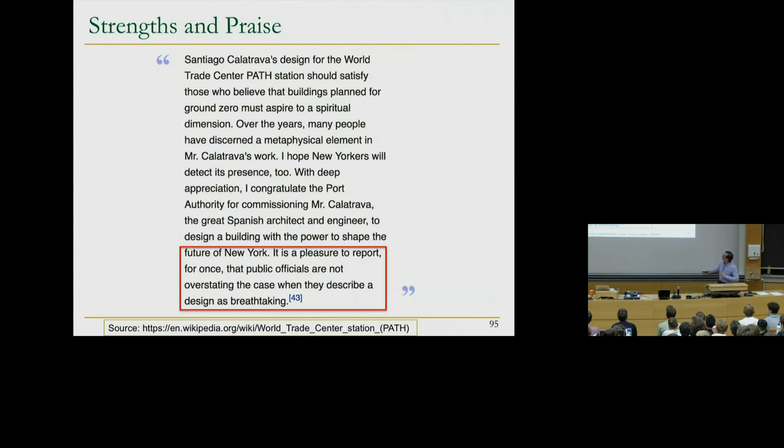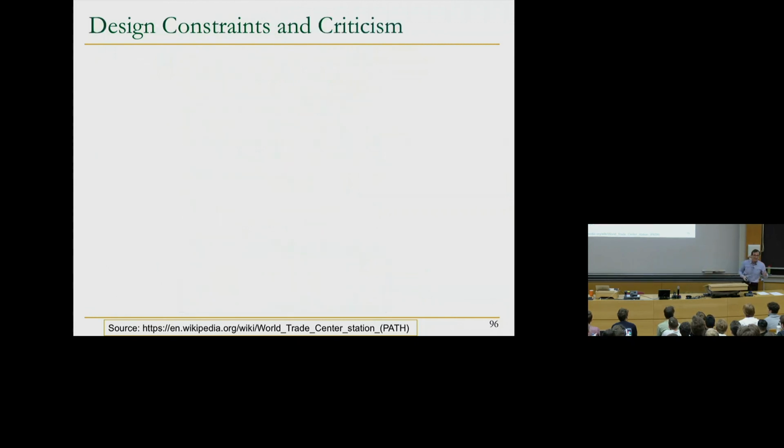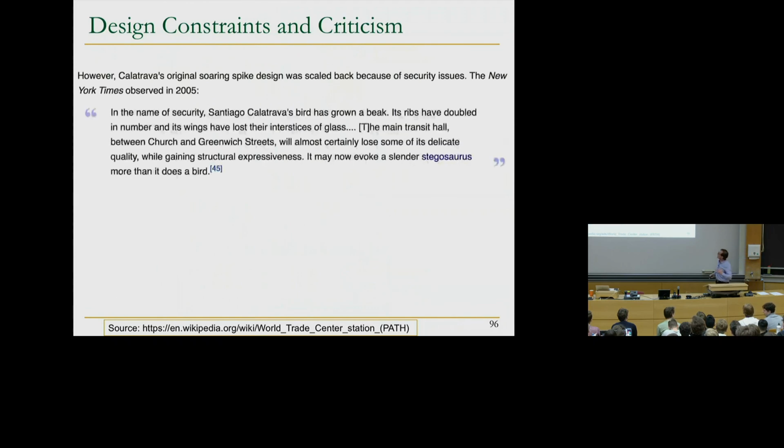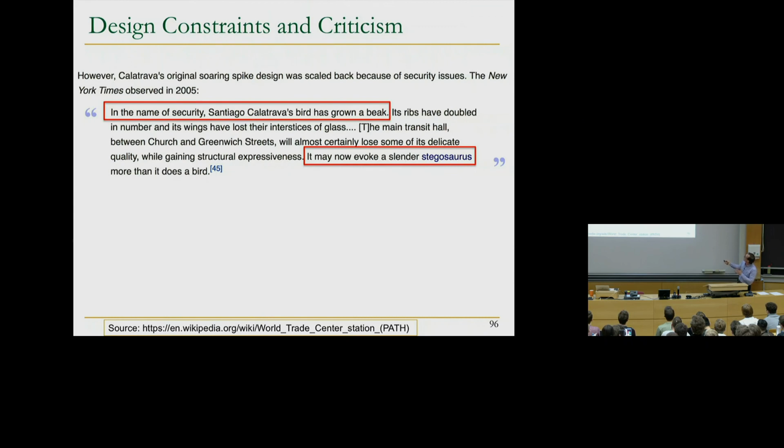Some journalist writing about Calatrava's building. But you always have design constraints whenever you design a building or architecture. Basically, Calatrava's design was not immune to that also. You can see that in the name of security, Santiago Calatrava's bird has grown a beak. Essentially, its ribs have doubled in number. This is a clear criticism, right? You can see that. Its wings have lost their interstices of glass, and so on. It may now evoke a slender stegosaurus more than it does a bird.